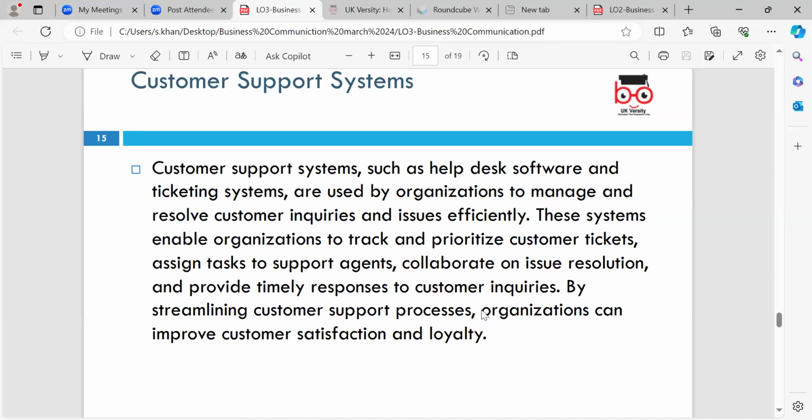Make sure you provide timely responses. As we said, time is a big thing. You make sure you respond to your messages from customers in a timely manner, and do it quite quickly, and do not ignore messages, because by streamlining customer support processes, organizations improve their customer satisfaction and loyalty. And that's the biggest thing, to make sure you are prompt, make sure you are professional. By improving customer communication, you retain your old customers, but you also attract new ones, because your reputation is getting better, and people know that you respond to people properly.